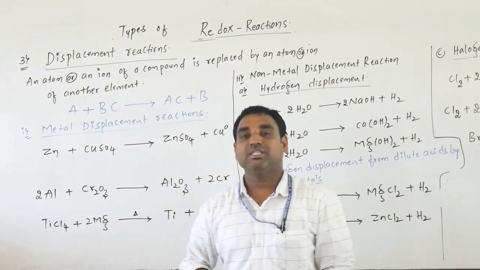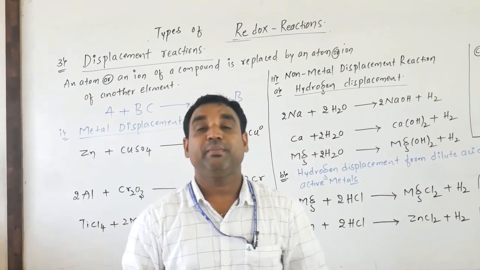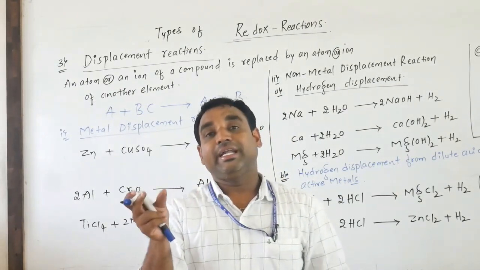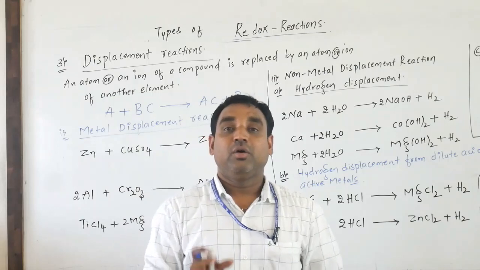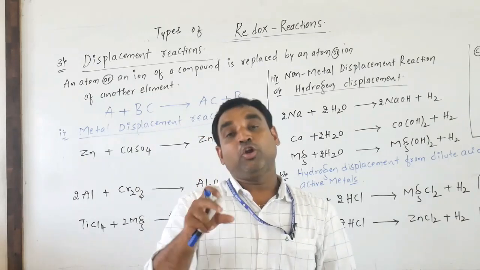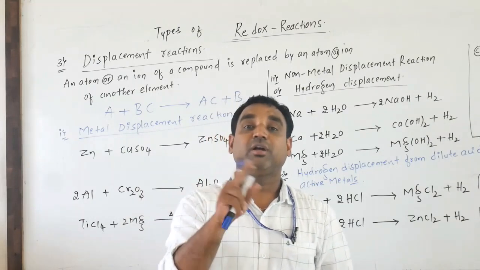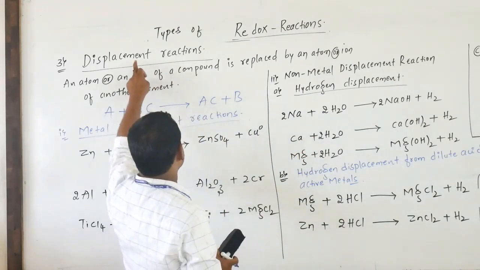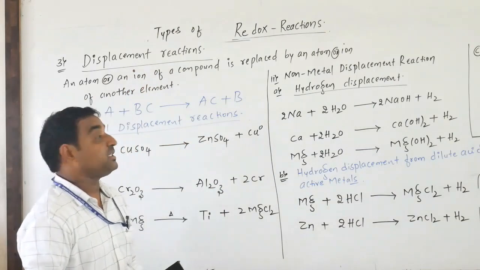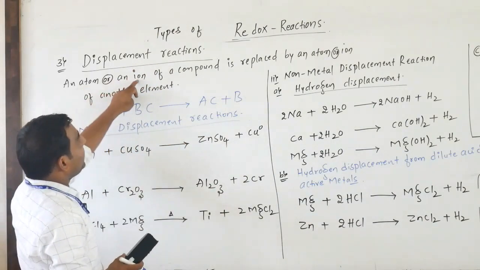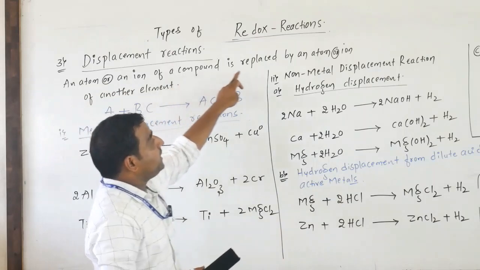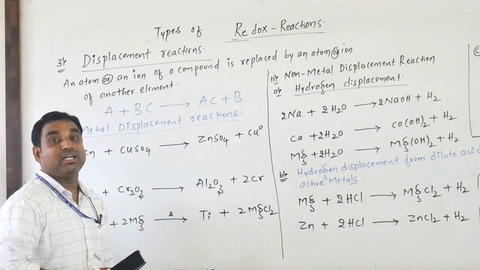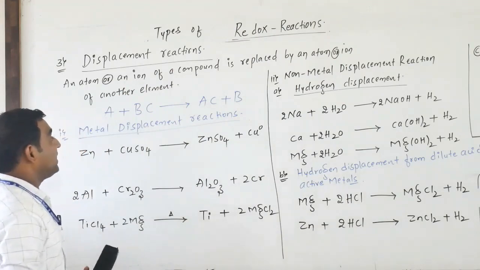So very simple, what is the meaning of a displacement reaction? An atom or ion is displaced from the atom or ion of another element. An atom or an ion of a compound is replaced by an atom or ion of another element. That is called a displacement reaction.